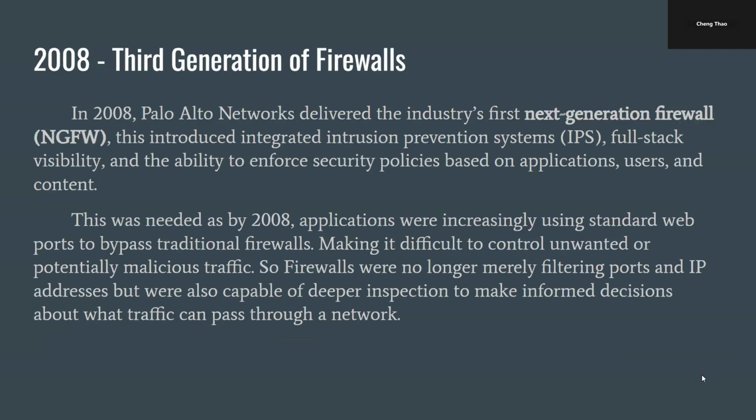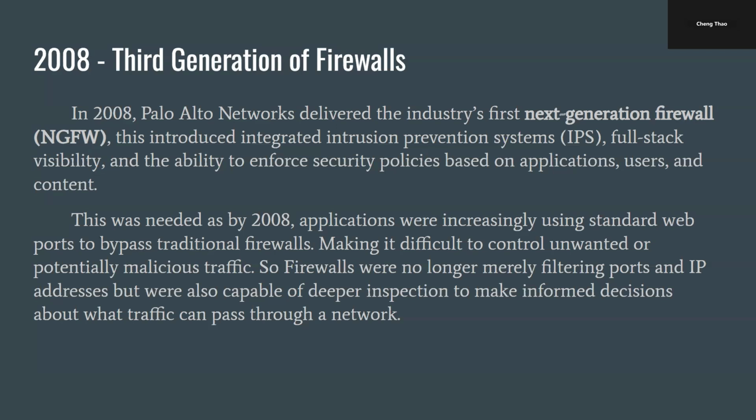2008 was the beginning of the third generation firewalls. In 2008, Palo Alto Networks delivered the industry's first next generation firewall, or NGFW. This introduced integrated intrusion prevention system, or IPS, full stack visibility, and ability to enforce security policies based on applications, users, and content. This was needed by 2008 as applications were increasingly using standard web ports to bypass traditional firewalls, making it difficult to control unwanted or potentially malicious traffic.